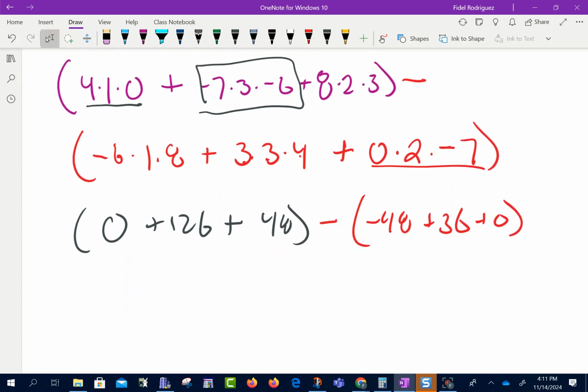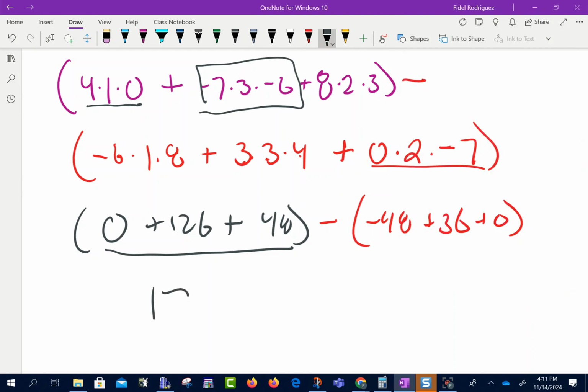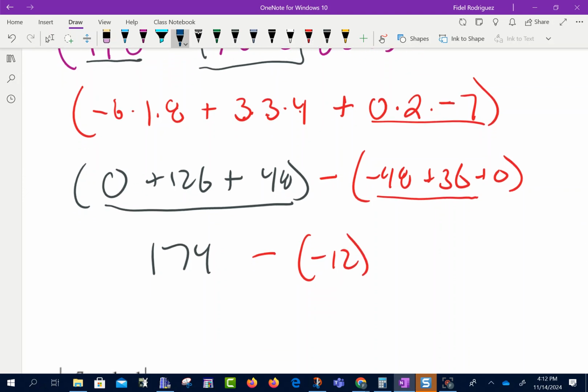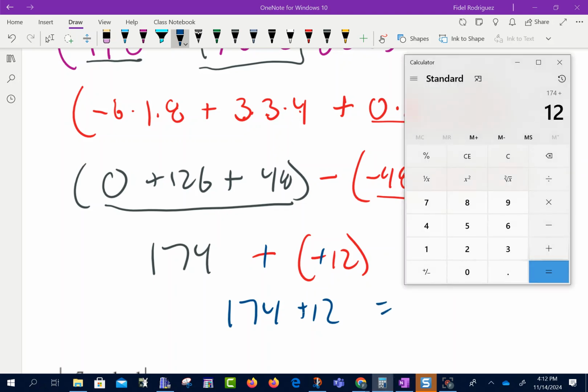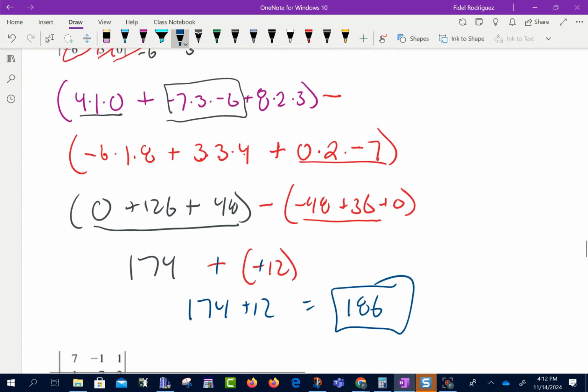Okay. So, y'all, again, right here, let's add these numbers together. So we have a 126 and a 48. That's 174. Minus, let's see, that right there, y'all, is going to give me a negative 12. But we know that a minus and a minus is going to give us a plus. So, y'all, 174, add 12 to it, 186. There's my determinant. A little more work involved, right?